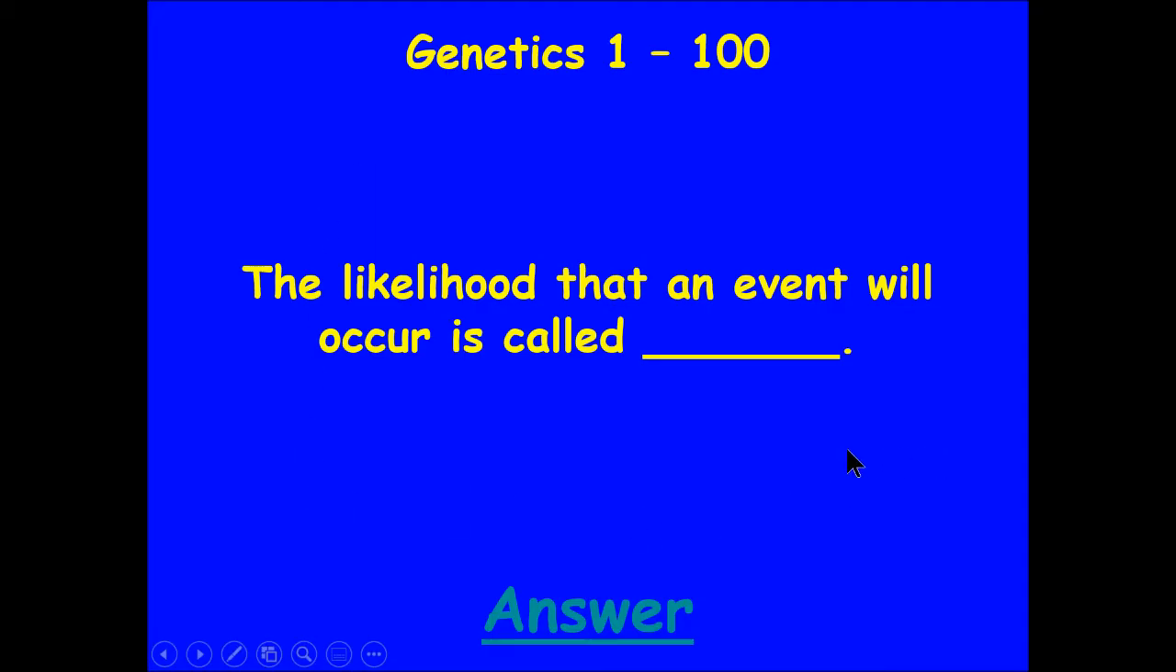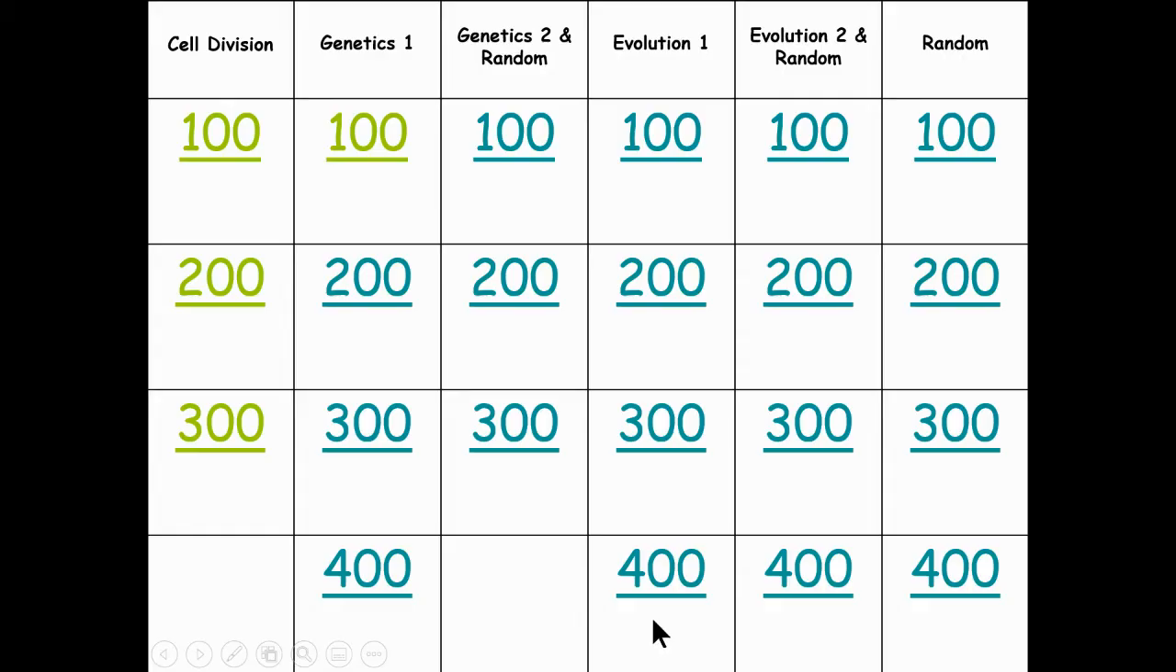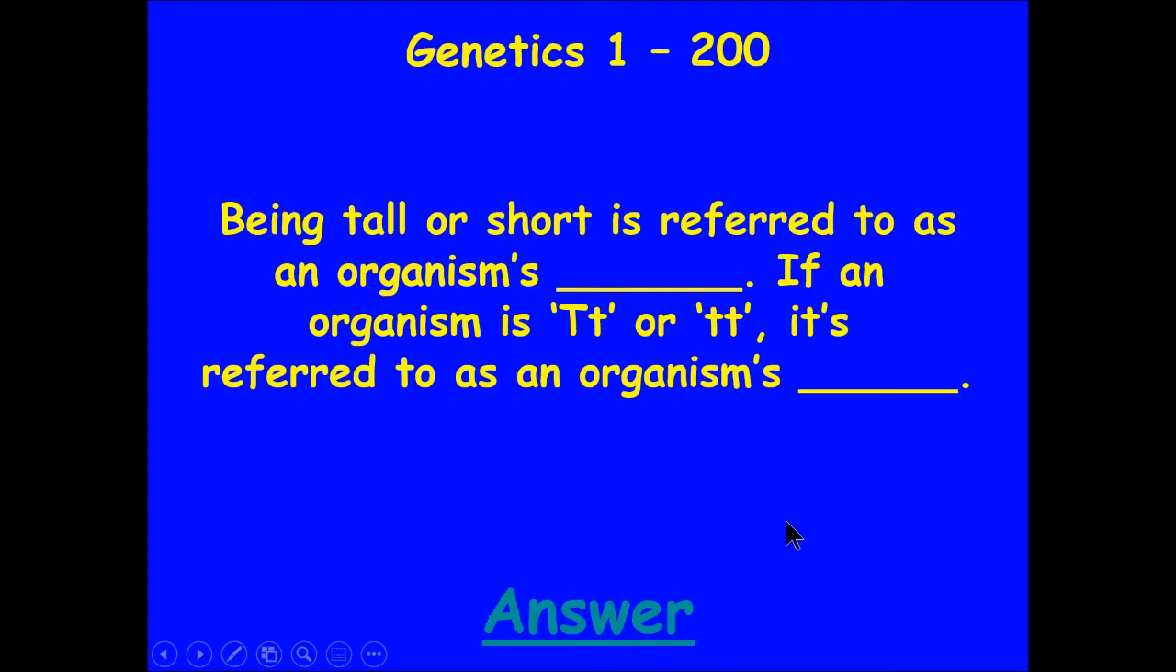The likelihood that an event will occur or not occur is called what? Answer coming in 5, 4, 3, 2, and 1. That's probability. Being tall or short is referred to as an organism's blank. If an organism is big T, little t, or little t, we're referring to those letter combinations as an organism's what? These two terms are frequently mistaken for one another.